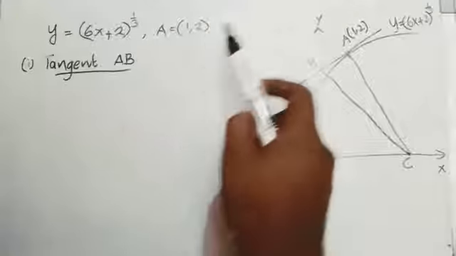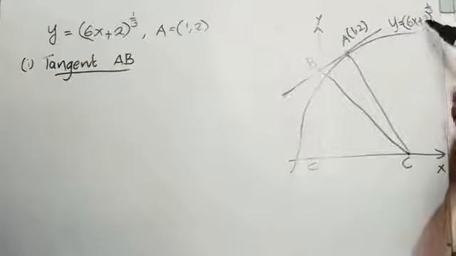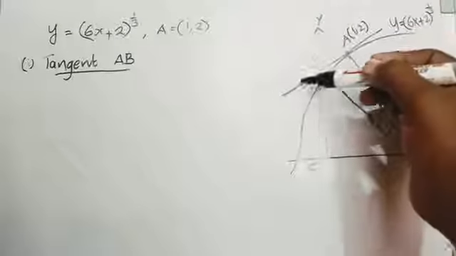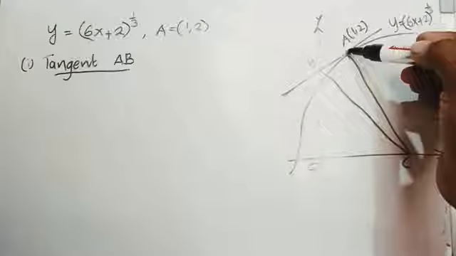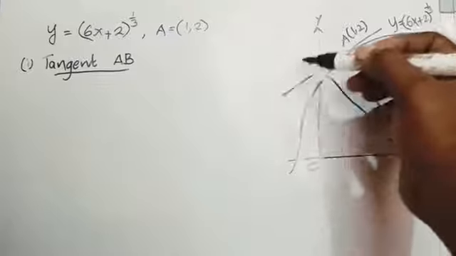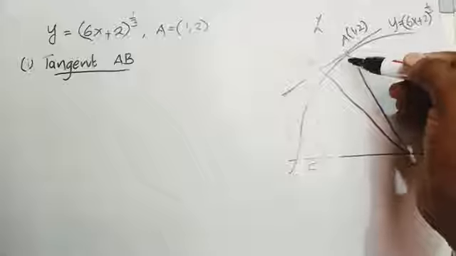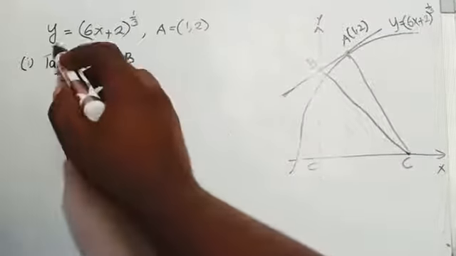So in this question, the equation of the curve is y is equal to (6x plus 2) raised to 1 by 3. And the tangent, AB is the tangent, meets the curve at A. So the point of contact is A(1, 2). But we do not know the gradient of AB. Once we know the gradient of AB, we can use y minus y1 is equal to m of (x minus x1). So let's find the gradient using y.